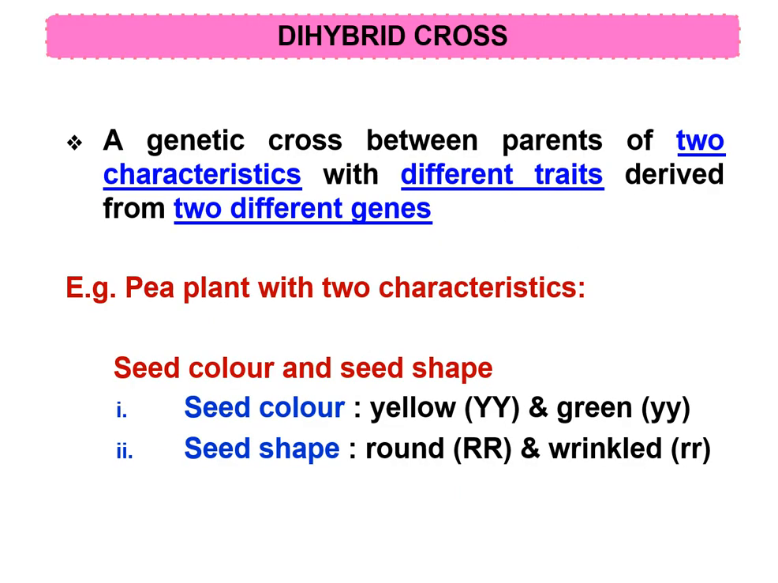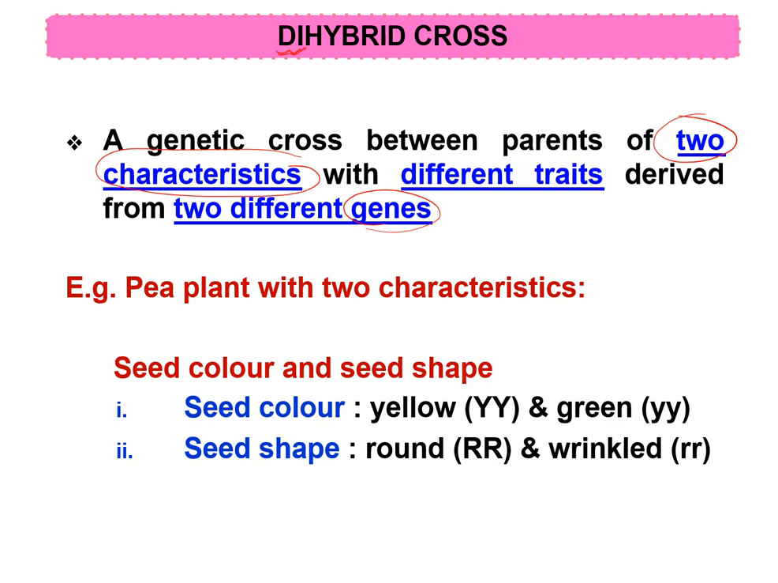Dihybrid cross. From the term di, it means it is related to a cross between parents with two characteristics. For monohybrid, it's one, but for dihybrid, it's about two characteristics with different traits derived from two different genes. So dihybrid is about two genes. We are talking about two genes at the same time, because one organism does not only have one character, one gene, kan?